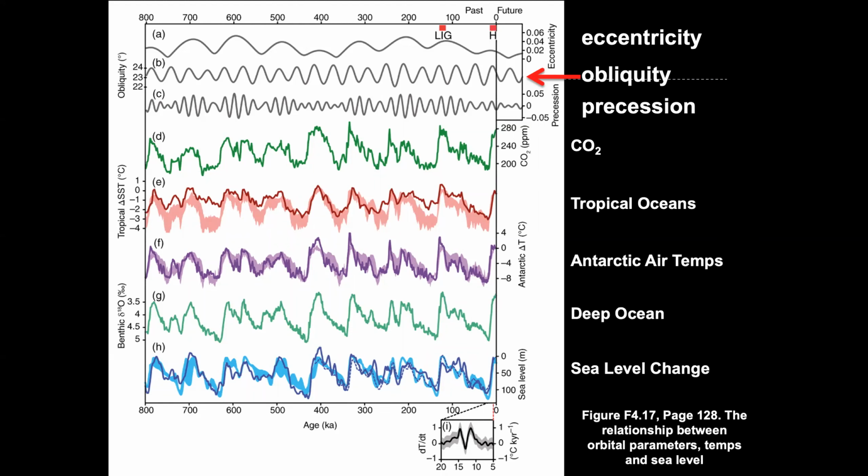So this is talking about Antarctic temperatures. This is talking about tropical temperatures. This is talking about sea level. So sea level rises or drops depending, of course, on whether you are in an ice age, which usually means sea level is low, versus a warm period when sea level is high, okay?